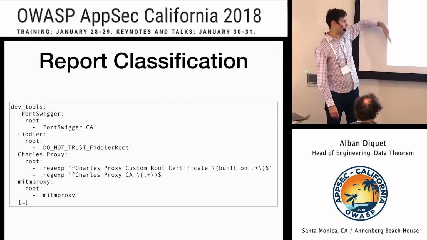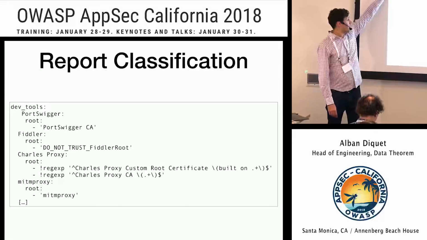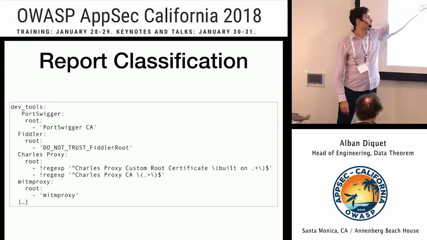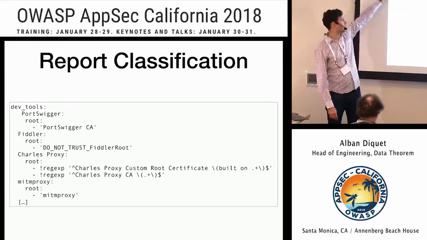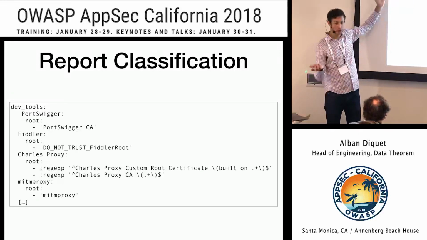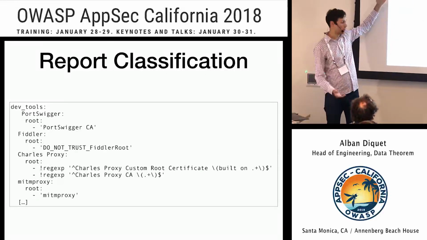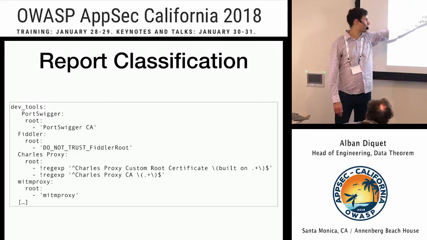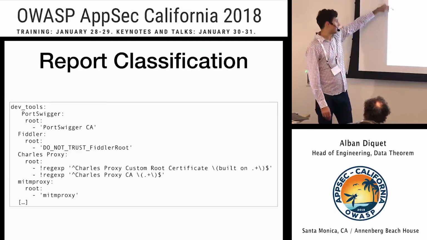It's just a YAML file. It's pretty simple. The first one is the one you saw live, PortSwigger. It's the one that detects the Burp proxy, and it just looks for PortSwigger CA as the subject of the root certificate. Fiddler is the same. Fiddler is another tool you can use to proxy apps, except the subject is always called "DO_NOT_TRUST_FiddlerRoot", which makes sense because you shouldn't trust it.